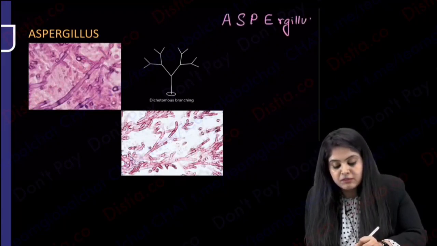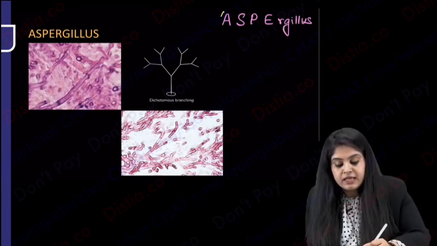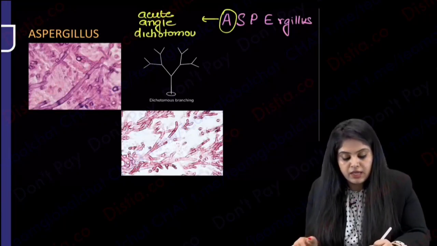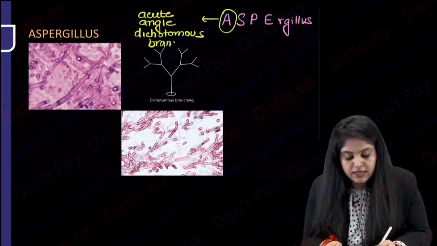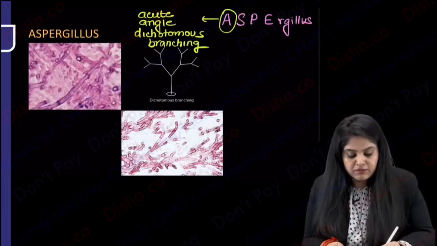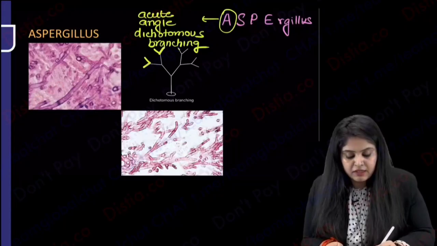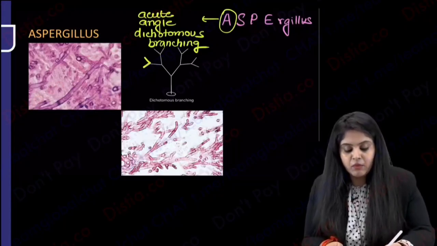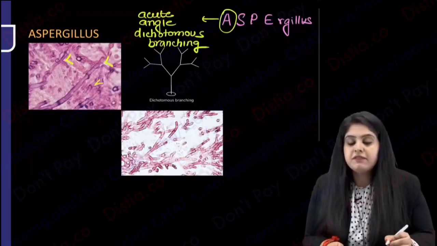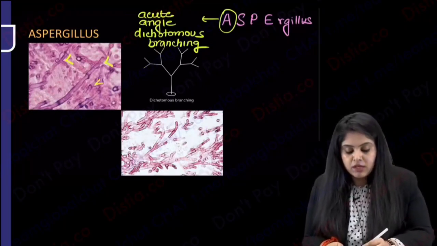When I talk about Aspergillus, please remember, A is for acute angle dichotomous branching. What do I mean by that? Acute angle means less than 45 degrees. Wherever the branching is occurring, it's occurring at less than 45 degrees. Look at it in the real picture: the branching is less than 45 here, and here also less than 45. So I've understood what is acute angle.